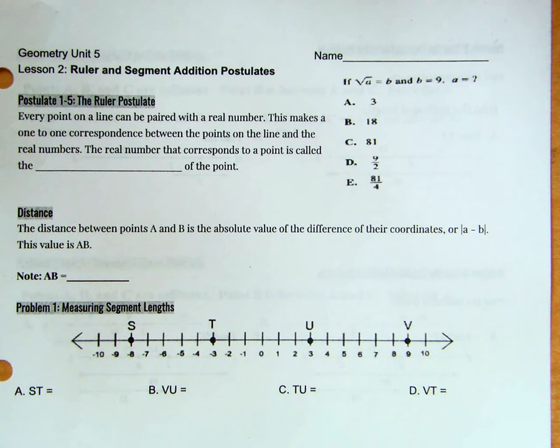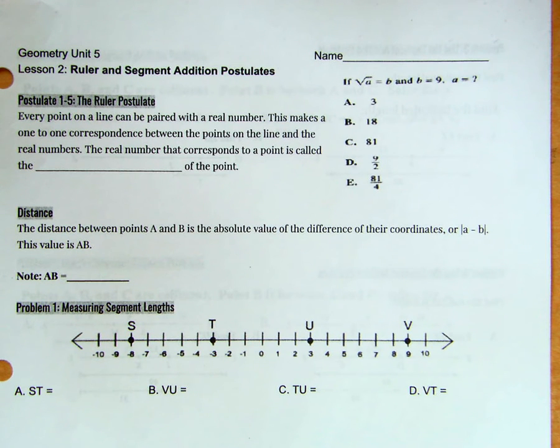All right, we're going to look at the notes for Unit 5, Lesson 2, which include the ruler and segment addition postulates. So if you don't have these notes, hit pause right now and go print them, or you can write them on a piece of paper, but they are on It's Learning in the plans for Lesson 2.